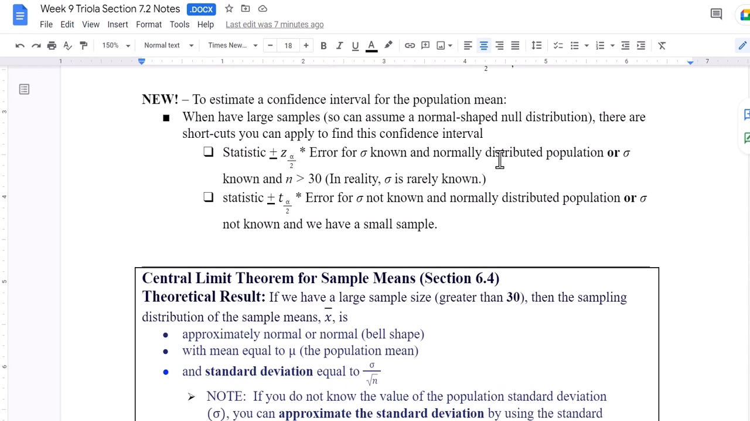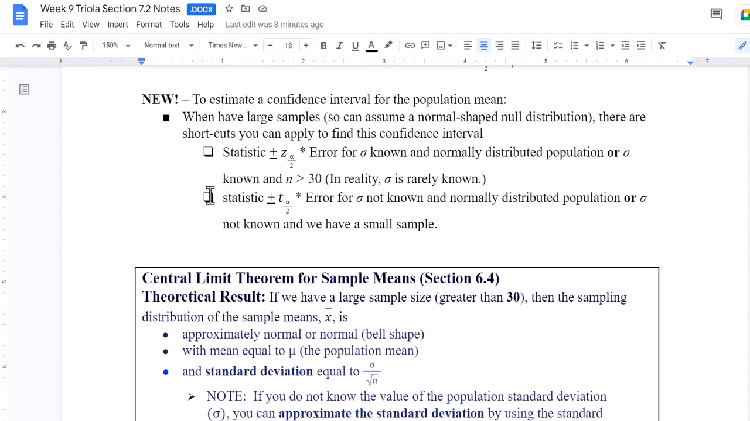In this section, we're going to talk about the confidence interval for a population mean. When we have large samples and we can assume a normal shape distribution, there are shortcuts that we can apply to find this confidence interval. So we're still going to use the statistic plus or minus a multiplier, the z-score multiplier times the error, when we know the population standard deviation. Remember, sigma is the symbol for population standard deviation.